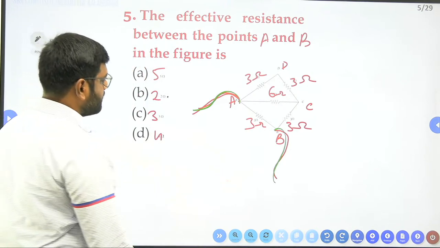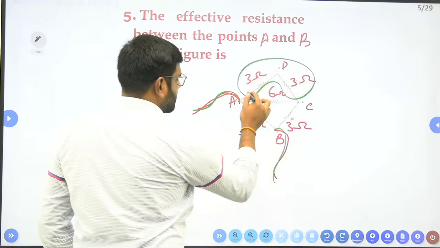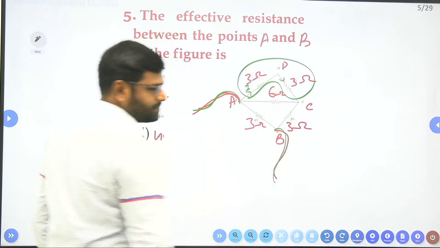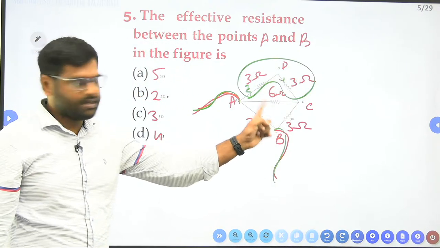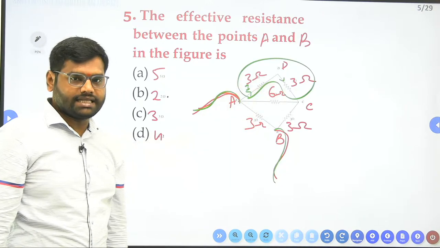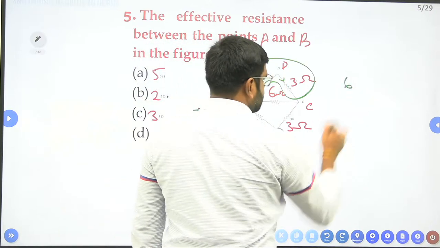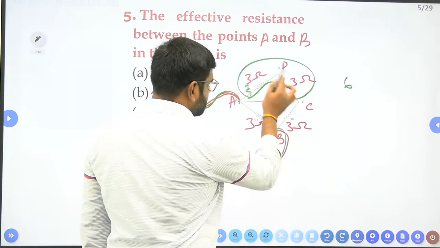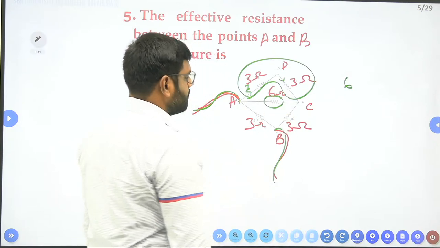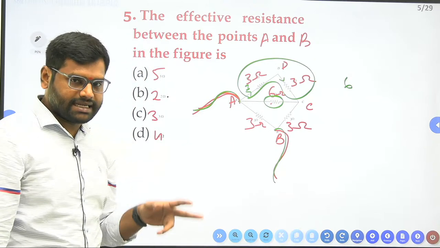Okay. So now here, just observe these 2, how they are connected. The current that is flowing here will be the same current flowing here. That means these are connected in series. 3 plus 3 will be 6 ohm. Now this 6 ohm will be connected in what? In parallel with 6. These two 6 ohm are connected in parallel.